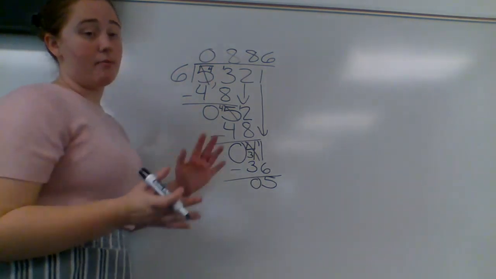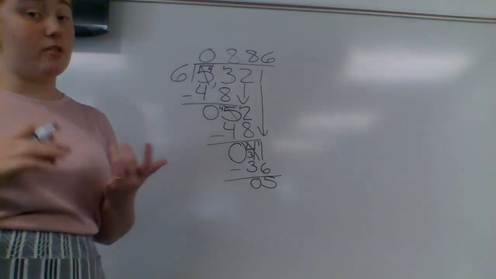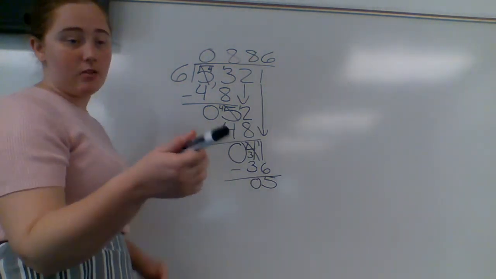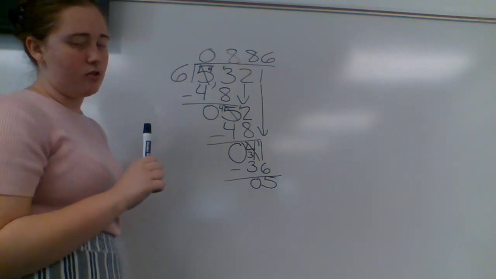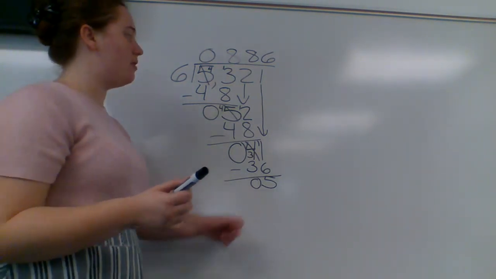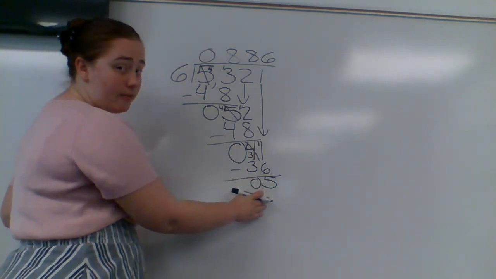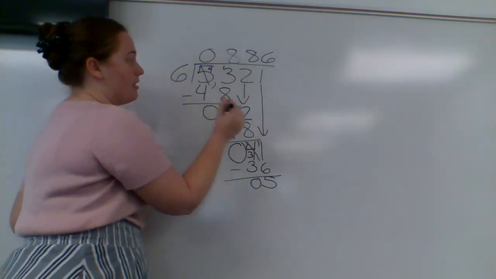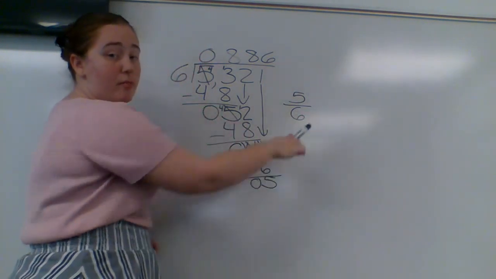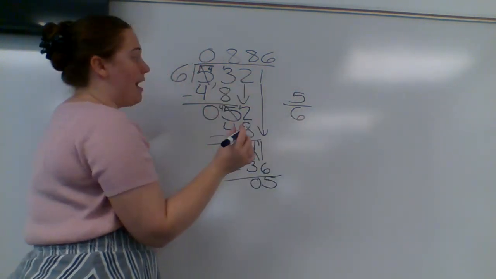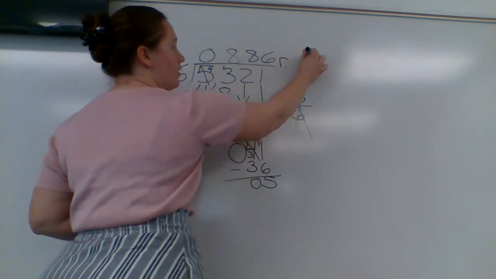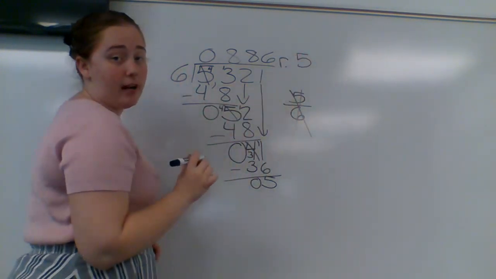So I have 2 options right now. I could write my remainder as a fraction, or I could just write my R. It doesn't say to write the remainder as a fraction, so I'm not going to do that. But if I was going to write my remainder as a fraction, my fraction would be 5 over 6. My fraction would be 5/6. That would be my remainder as a fraction. But as of right now, I don't need to do that. Just write R, 5 for remainder 5.